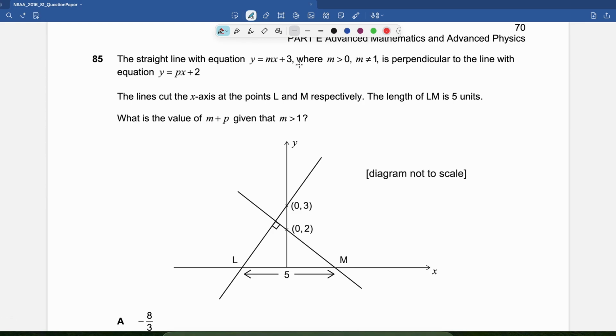Number 85. The straight line with equation y is equal to mx plus 3, m greater than 0, is perpendicular to the line with y is equal to px plus 2. The lines cut the x-axis at L and M. Length of LM is 5. Find the value of m plus p. This one was a difficult question. So let's see how we can do this.